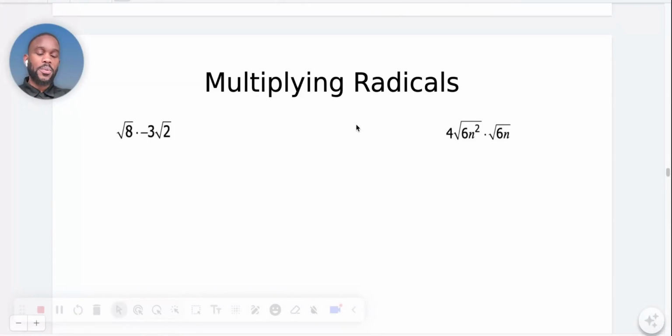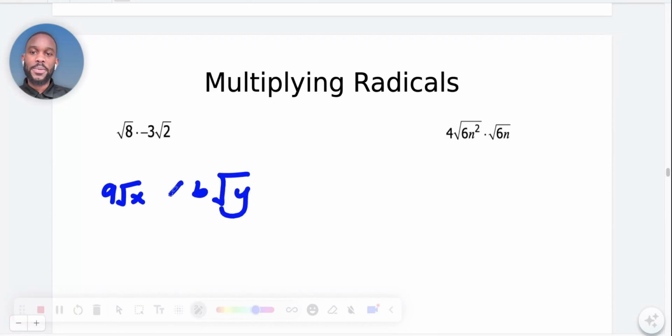Welcome to this video where we're going to be learning how to multiply radicals. And the first thing I need you to remember is what a coefficient is, the coefficient of a radical. So let me give you an example. If we have a root of x times b root of y, so there is a multiplication here. So a and b are called coefficients. They are outside the radical.